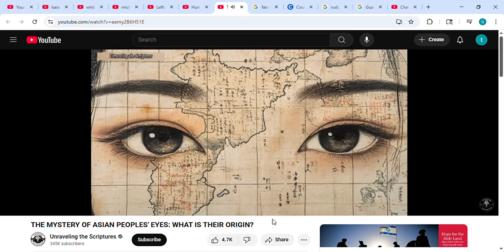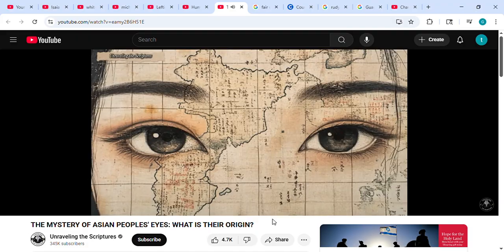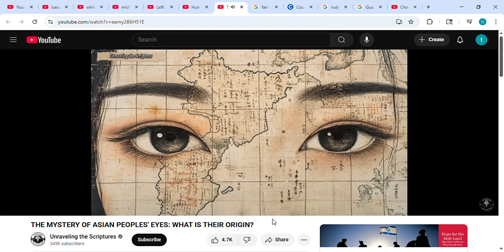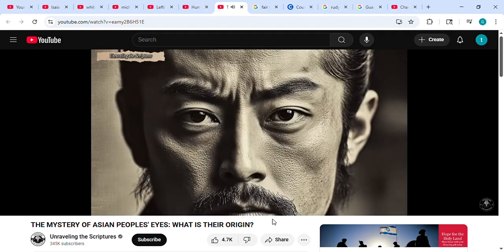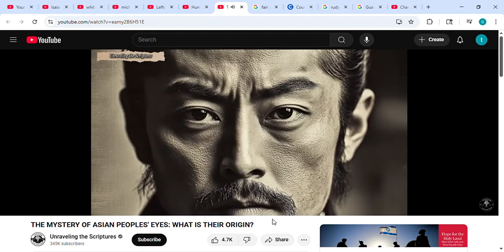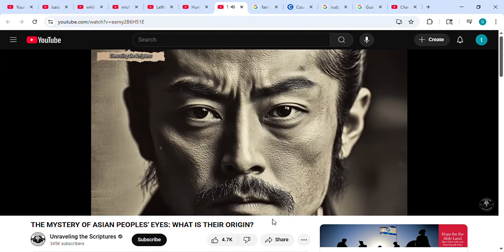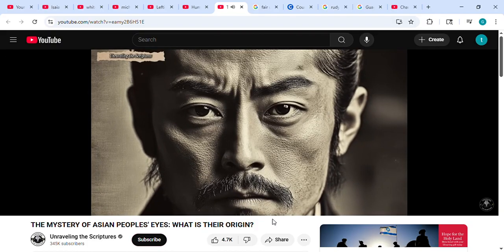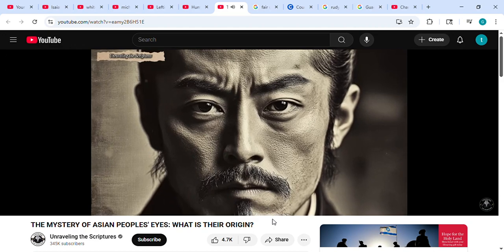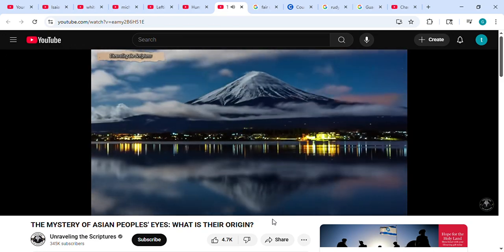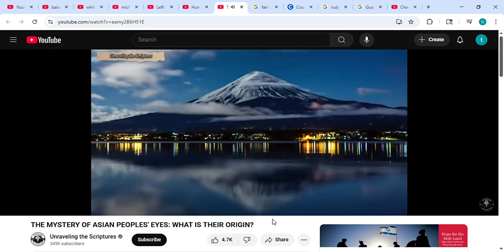Now, addressing the origin of the epicanthic fold, we begin with the Darwinist explanation and its evolutionary viewpoint. I want to make it clear that although I am presenting this perspective, personally, I do not subscribe to it. I respect those who adopt this view, but for various reasons, I don't share this belief. That said, let's look at the evolutionary explanation according to Darwinism.